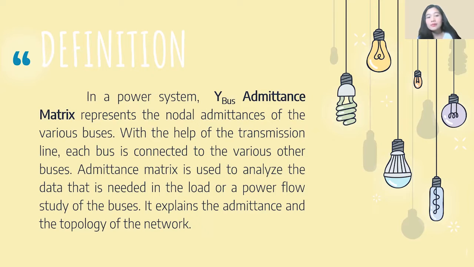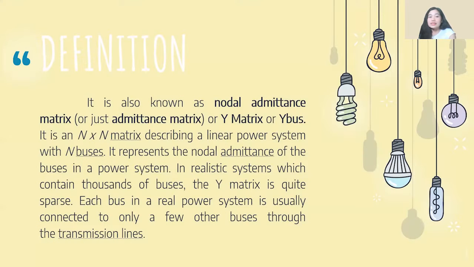So that current can be solved in a way of a matrix. Do you get me? Going back to our lesson in Circuit 1. The other definition is that it is known as the nodal admittance matrix or the admittance matrix, Y matrix, or Ybus matrix. All in all, it has the same meaning or intention of having an n by n matrix describing the linear power system with n buses.